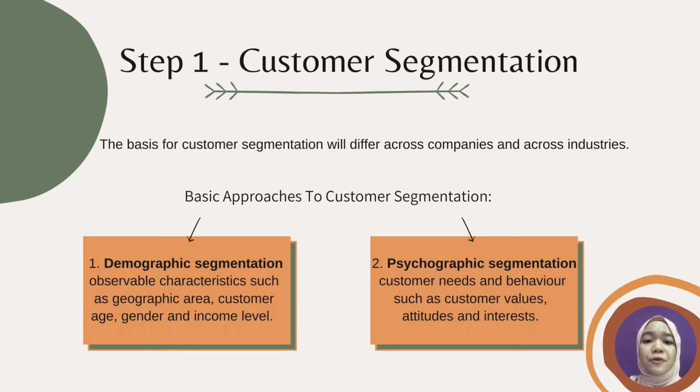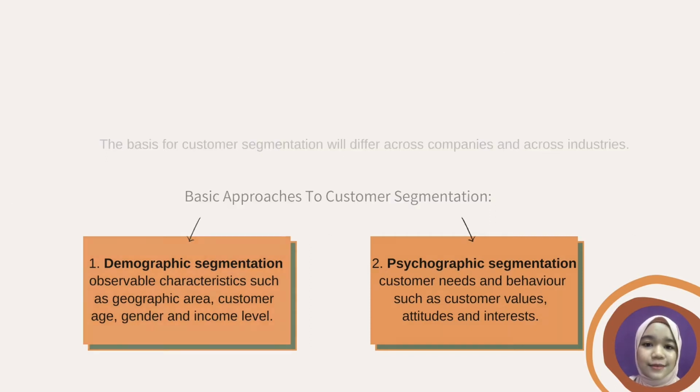There are two basic approaches to customer segmentation. The first one is demographic segmentation. It is based on observable characteristics such as geographic area, customer age, gender, and income level. The second one is psychographic segmentation. It is based on customer needs and behavior such as customer value, attitude, and interest.